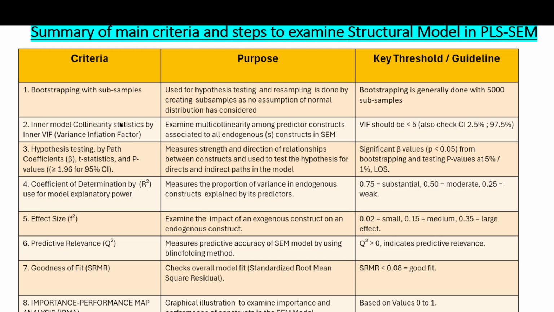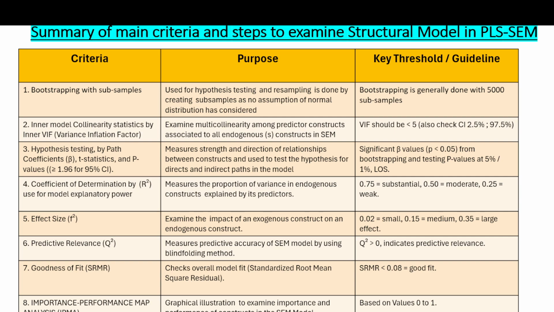The second criteria is to execute inner model collinearity statistics by applying inner VIF, variance inflation factor. Its purpose is to examine multicollinearity among predictor constructs associated with all endogenous constructs in the SEM, and its guideline is VIF should be less than 5, and we are also required to check the confidence interval values for 2.5% to 97.5%.